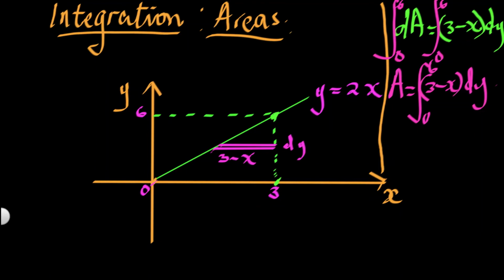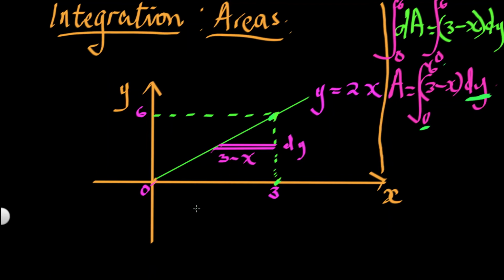Now look at this. I want to repeat it again. If you are integrating with respect to y, dy here, your limits of integration should be y values. That's why I'm using 0 here, the value of y here, to the value of y here, which is 6. Now, let us move on.